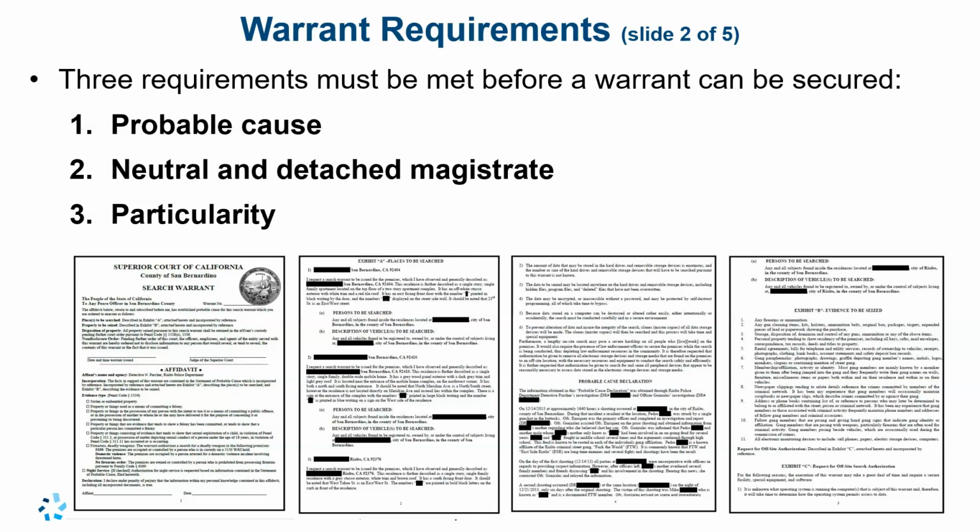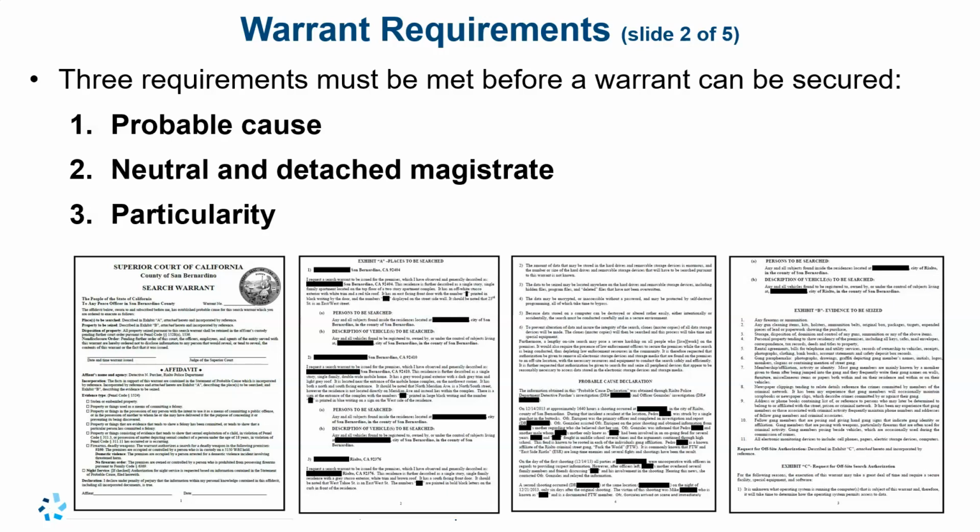But there are 3 requirements that have to be met or satisfied before a warrant can be issued. And those are probable cause, because remember, it's in the Fourth Amendment. We read that, right? A neutral and detached judge or magistrate. And then the third one, which is called particularity. And that's focused on what the place is that you're going to search. And we'll talk about that.